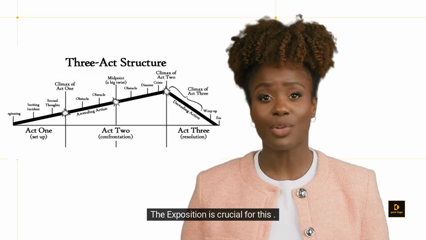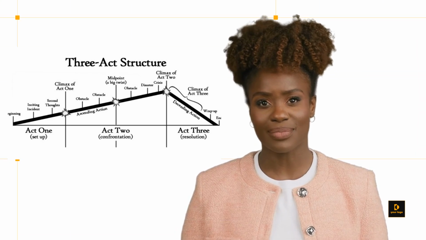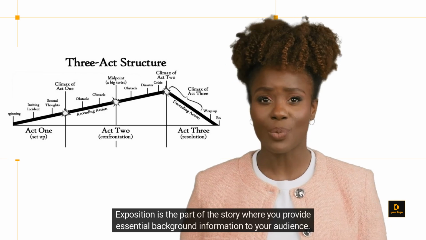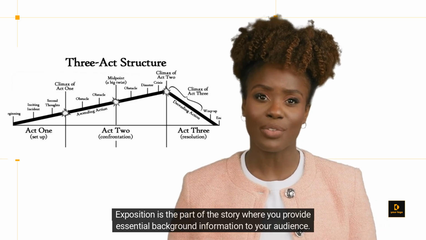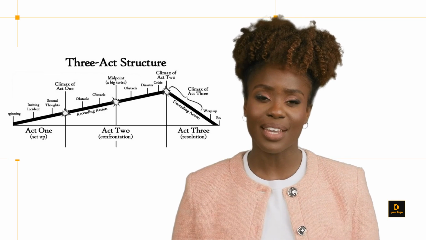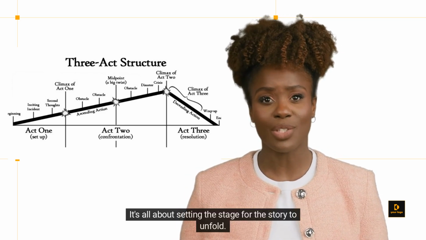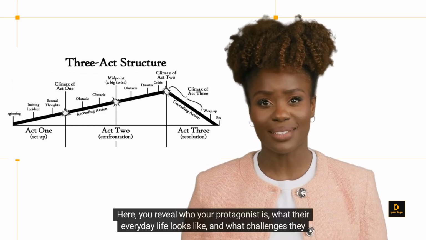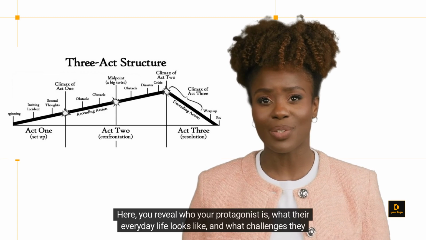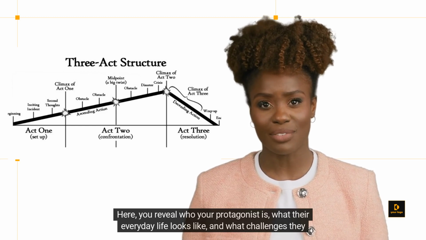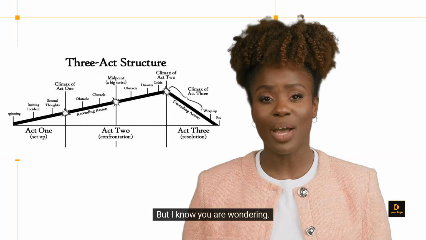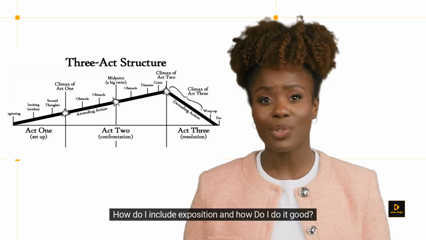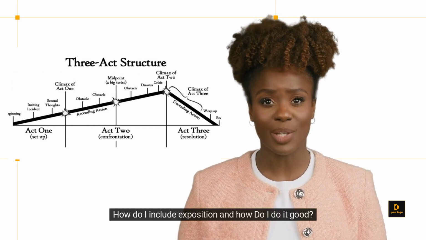The exposition is crucial for this. Exposition is the part of the story where you provide essential background information to your audience. It's all about setting the stage for the story to unfold. Here, you reveal who your protagonist is, what their everyday life looks like, and what challenges they face. But I know you are wondering, how do I include exposition and how do I do it well?